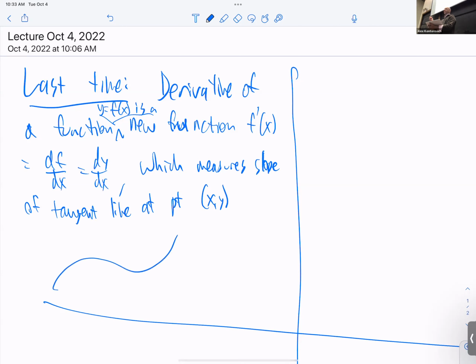Okay, so you have your function. The original function looks like this, and whatever this slope is, maybe the slope is 2. Well, here's the value of the derivative function. The derivative function is positive there. Okay, this is what we were doing last time. You remember this? The definition.